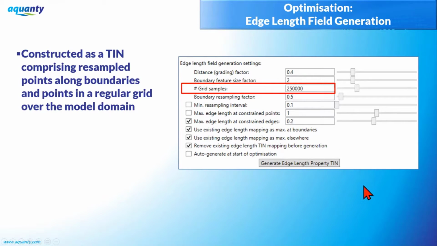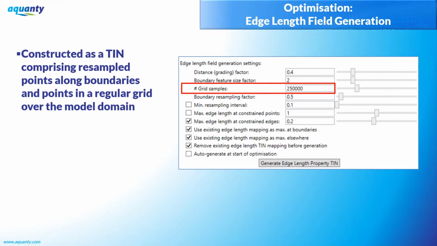So next we have the number of grid samples. The edge length field generation process produces a tin with a combination of resampled points along the mesh domain boundaries, the intermediate points between boundaries, and then regular grid points. The target mesh cell edge length values are calculated at each one of these points. So this setting controls the number of regular grid points that are used in this process. Higher values for this setting will result in more resolution in the property tin, but it also increases the memory and space requirements of your model.